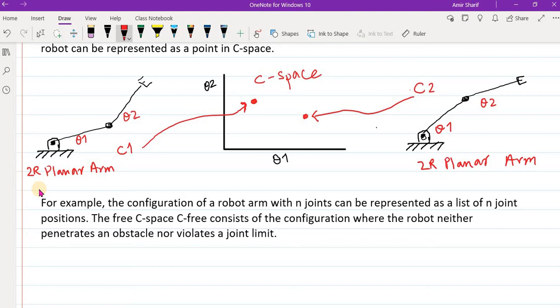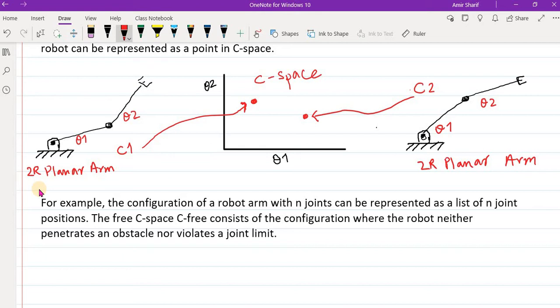But if you have n joints, n number of joints, of course things will get more complex, and so the values of all the joints of the robot will be the configuration of the robotic arm.